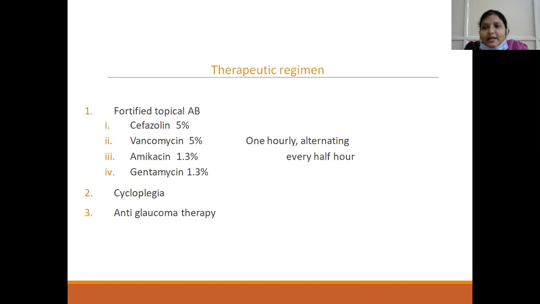Next, coming to topical antibiotics. What topical antibiotics do we use? We use fortified topical antibiotics: either cefazolin, vancomycin, amikacin or gentamicin. The concentrations are cefazolin 5%, vancomycin also 5%, and amikacin and gentamicin 1.3%. They have to be given starting every half hourly and later hourly. Other topical drugs we use are cycloplegics. Atropine eye drops 1% three times a day is given. Anti-glaucoma therapy is also to be added along with these steroids and antibiotics.